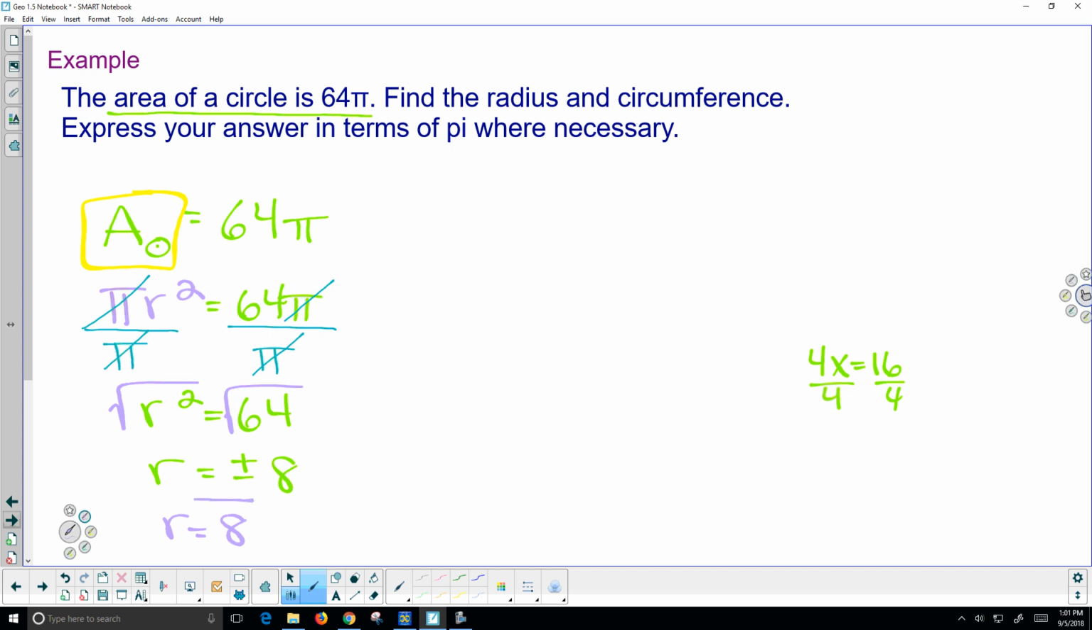There's no units given, so that's going to be the end of that. So I have figured out, find the radius. The radius is r equals 8.